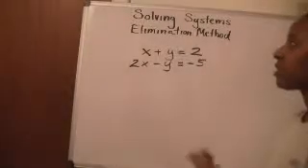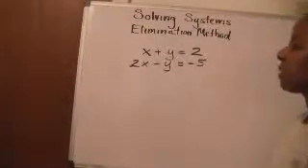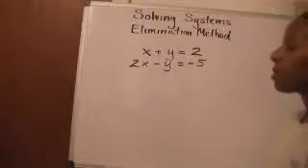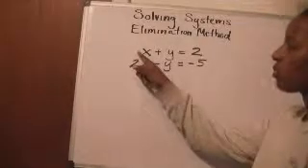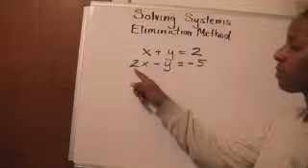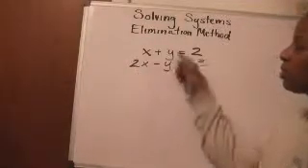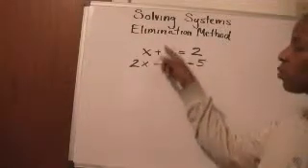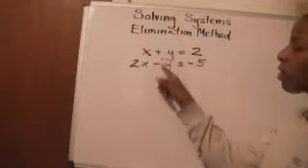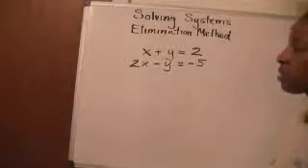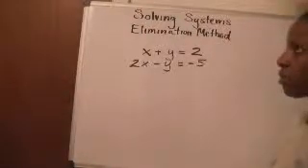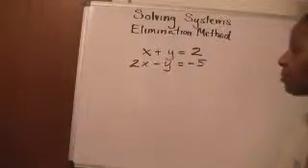So here's solving a system using the elimination method. The first thing I look for is matching numbers on either one of the variables. When I look at the x's, there's a 1 in front of this x and a 2 in front of that. That's not a match. When I look at the y's though, there's a 1 in front of the y and there's also another 1 in front of the other y. So this is the variable that I'm going to eliminate.